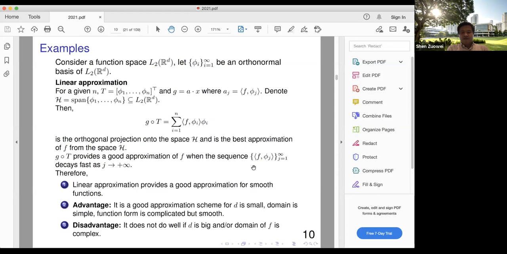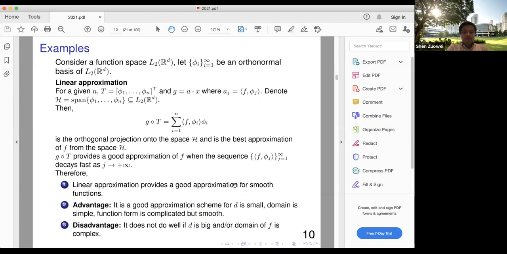But this is a very good approximation scheme only if D is very small. By very small, I mean D is 1 or 2 or 3 or something like that. Okay, the domain is simple. The disadvantage is that when D is big, it cannot handle this. And also, if your function is not smooth, this scheme does not work.